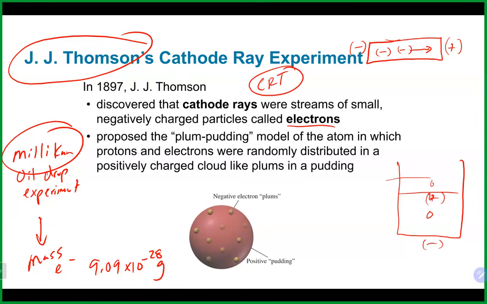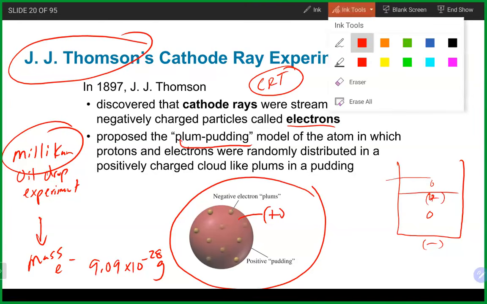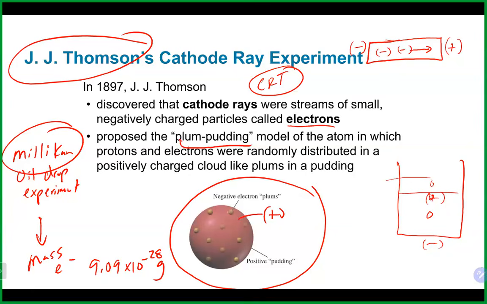And that was also proposed by Thomson. This is what is sometimes referred to as the plum pudding model, like an English dessert of rice pudding and raisins. He felt that the atom was basically a sphere of positive charge. So he had all this positive charge spread out over the entire atom, and embedded inside were these negatively charged electrons. And he felt that most of the mass of the atom was actually made up of the electrons.